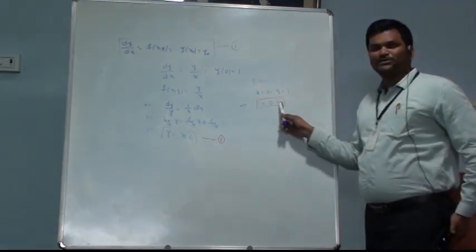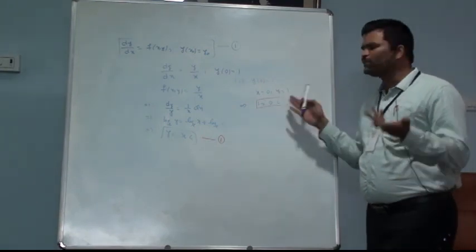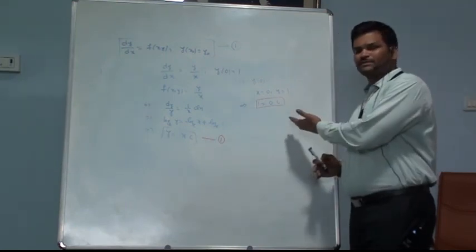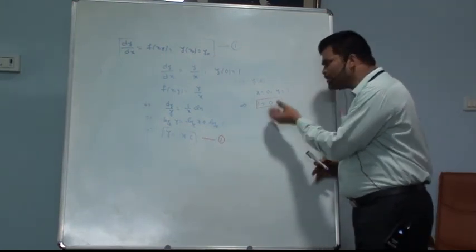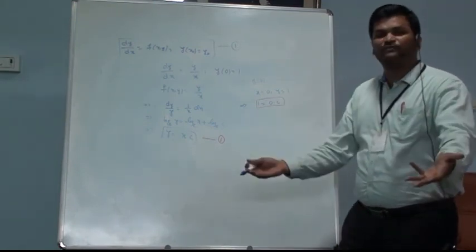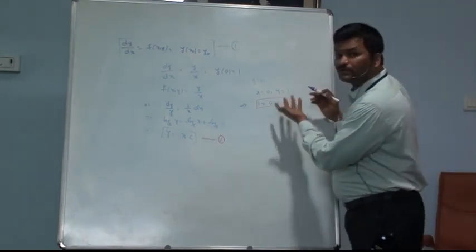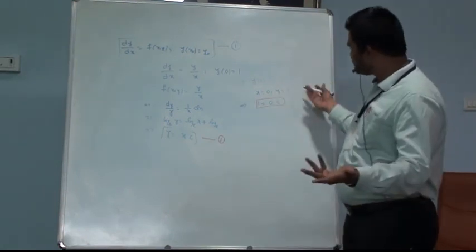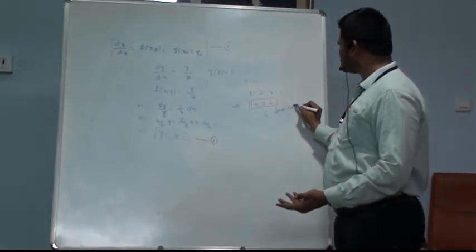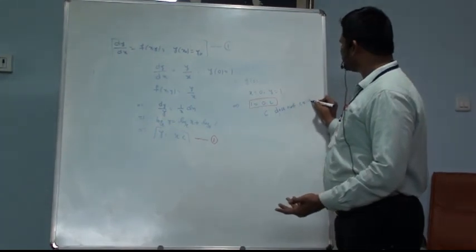1 is equal to 0 into c. Is it possible? 0 into any value is 0. You take any value for x, it cannot be 1. So it is impossible. That means we cannot find any value for c. So c does not exist.